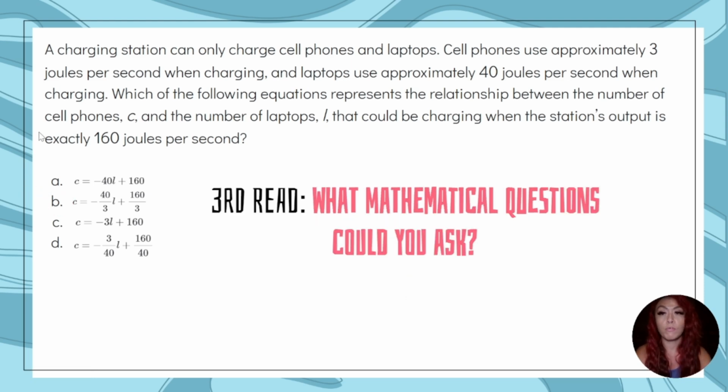Moving on to our third read. A charging station can only charge cell phones and laptops. Cell phones use approximately 3 joules per second when charging, and laptops use approximately 40 joules per second when charging. Which of the following equations represents the relationship between the number of cell phones C and the number of laptops L that could be charging when the station's output is exactly 160 joules per second? What mathematical questions could you ask?